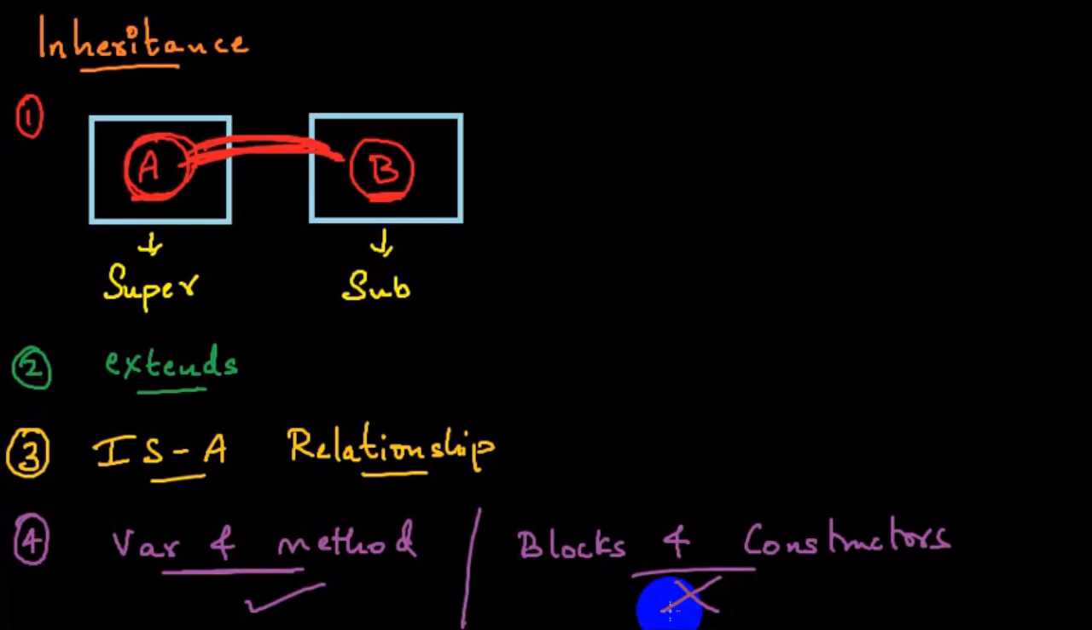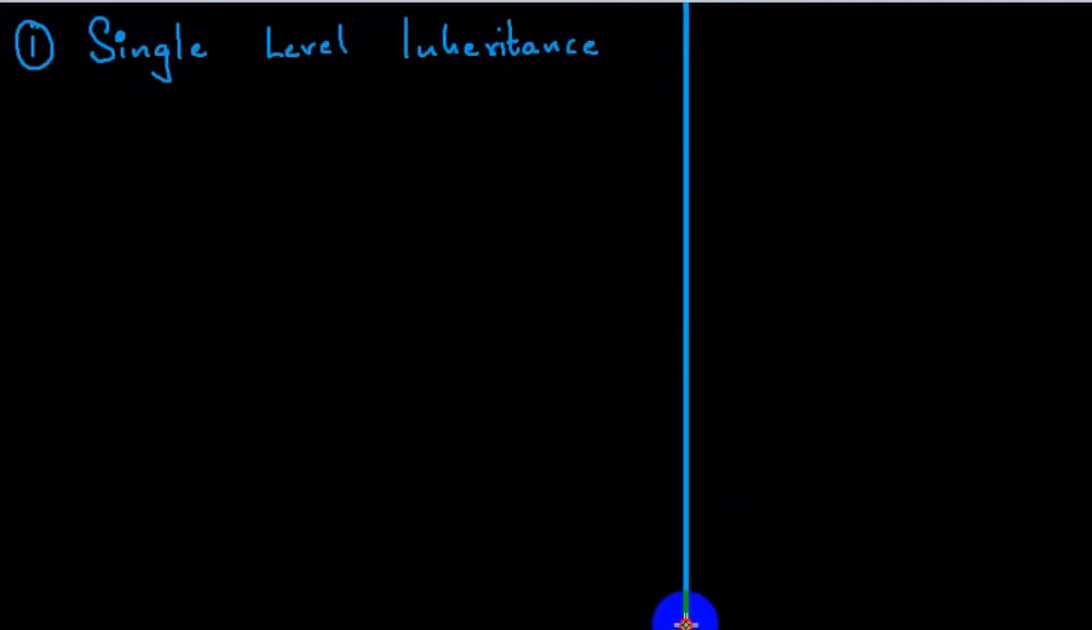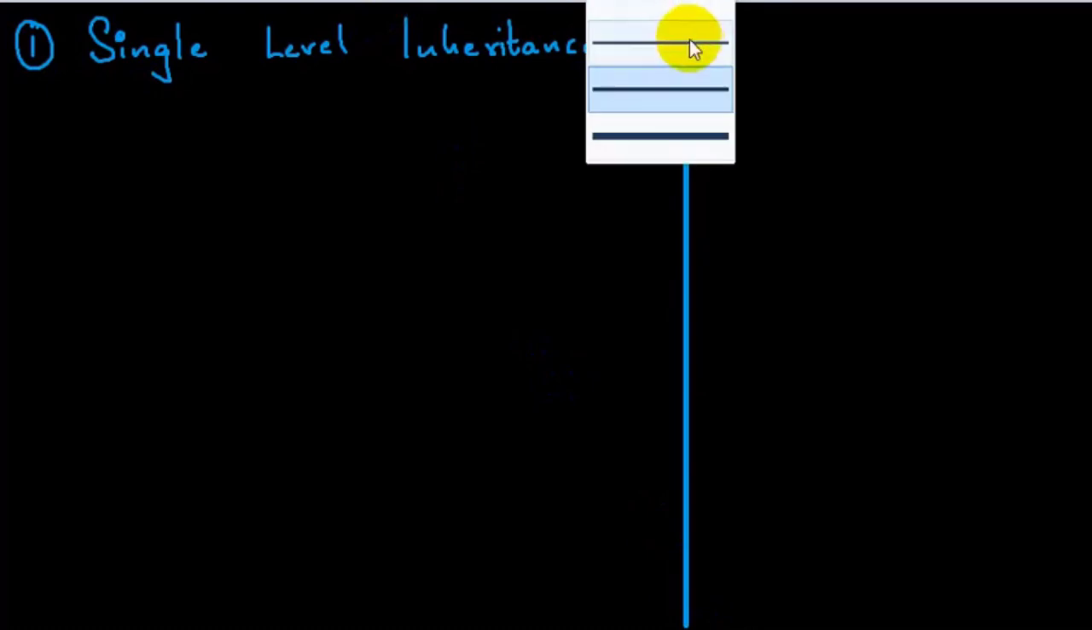Now, whenever we talk about types, we have many types of inheritance. Let us try to understand what the different types of inheritance are. The first type of inheritance is called single level inheritance. What is single level inheritance? Single level inheritance means, I'll tell you here.